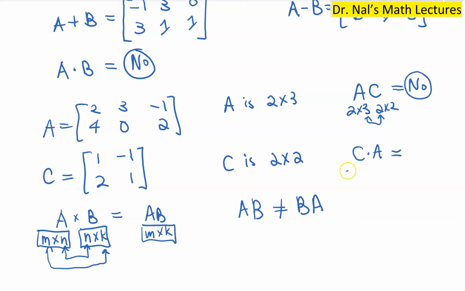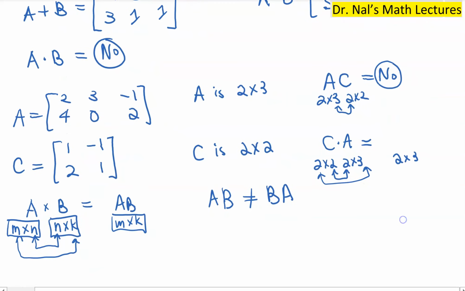Why? Because C is a 2 by 2, A is a 2 by 3. Aha! So the 2's match. Therefore, the resultant matrix will end up being a 2 by 3 matrix. What it means is, and let me just try to fit it in here, it will have 2 rows and 3 columns. While at it, I can also show you how this calculation is done.